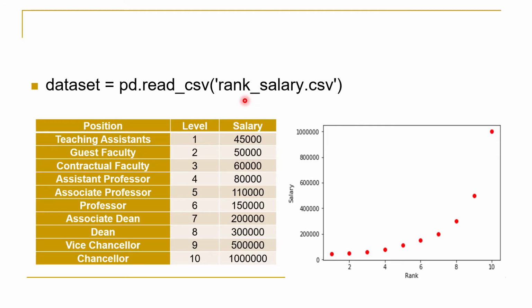Here we have a dataset in a CSV file named rank_salary.csv. These are its content. It has 3 columns: position, level, and salary. In order to read its content in a dataset, I have to use pandas read_csv method. Here we have to pass the name of CSV file. The content of this CSV file will be loaded in this data frame. This data frame will have 3 columns: position, level, and salary.